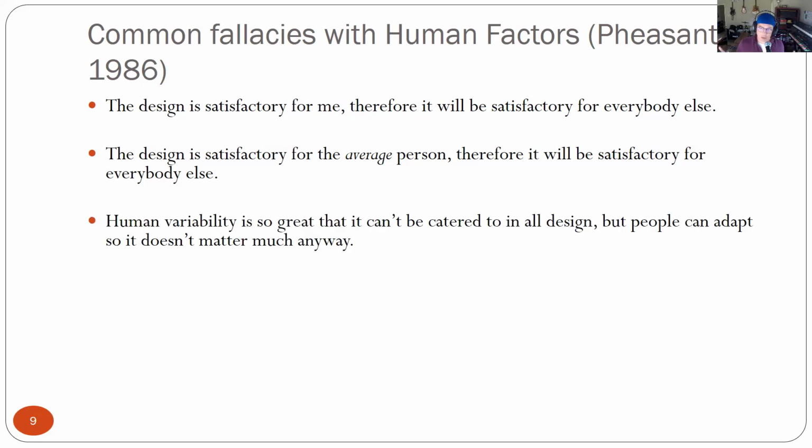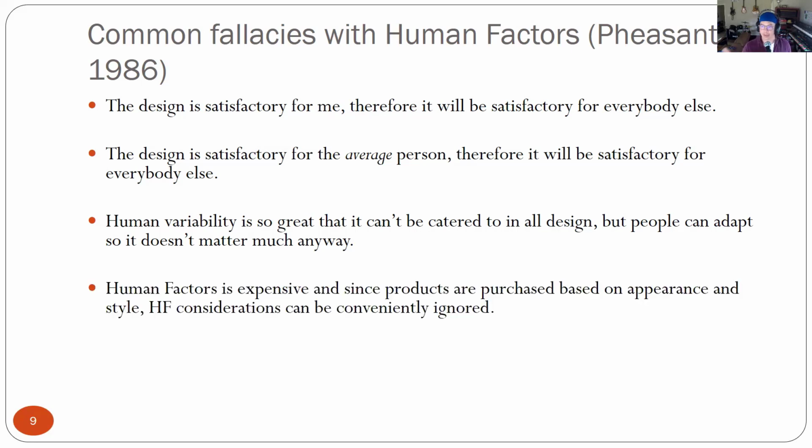I could say, well, human variability is so great, it's so different between people, that we kind of just have to count on humans adapting anyway. Not true. We can design for variability, for ranges of abilities, and we do that, and we have this in several of our principles here.